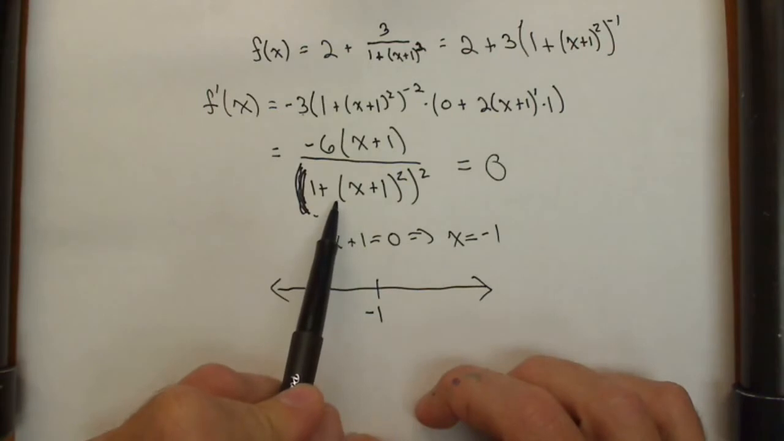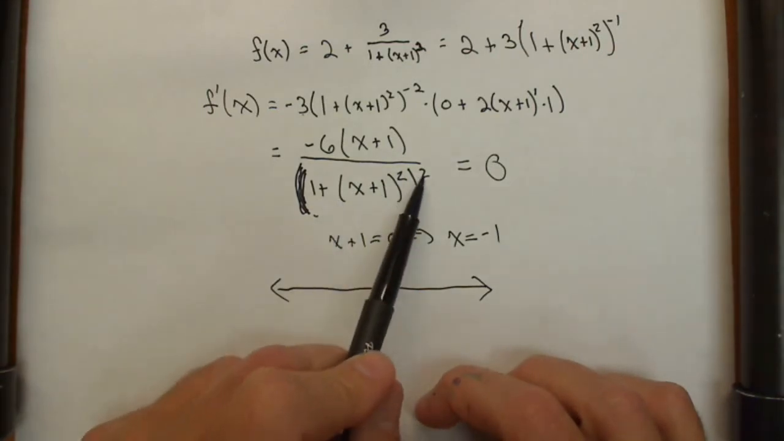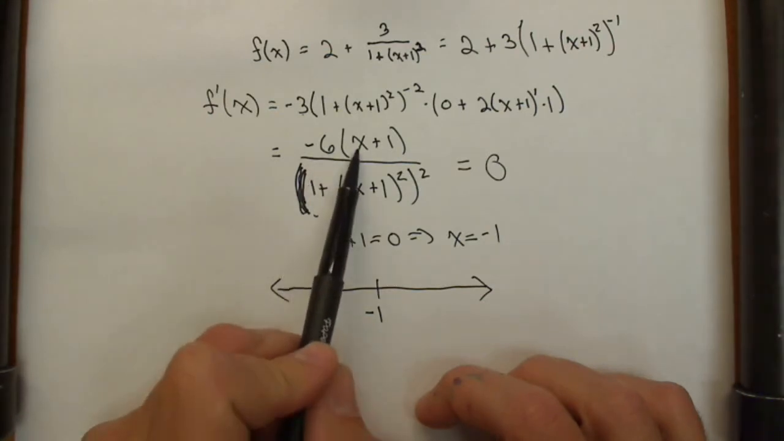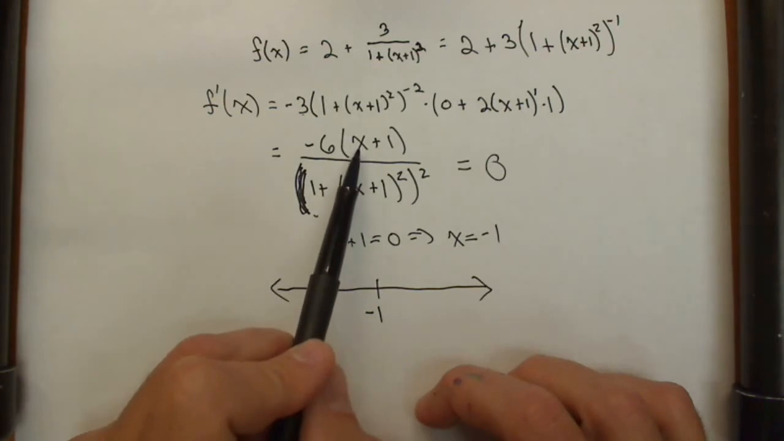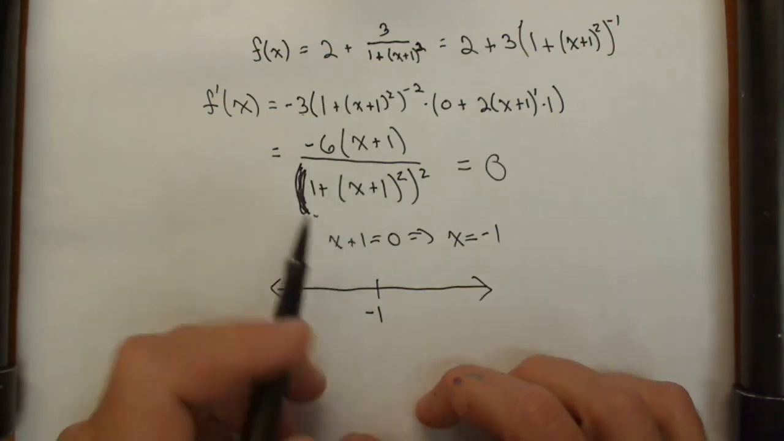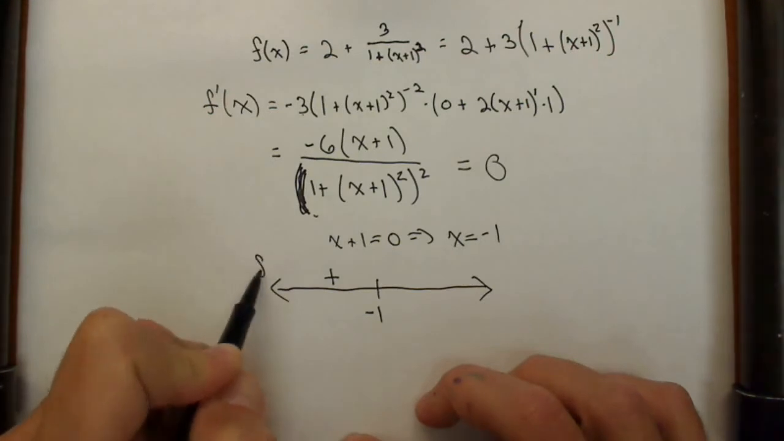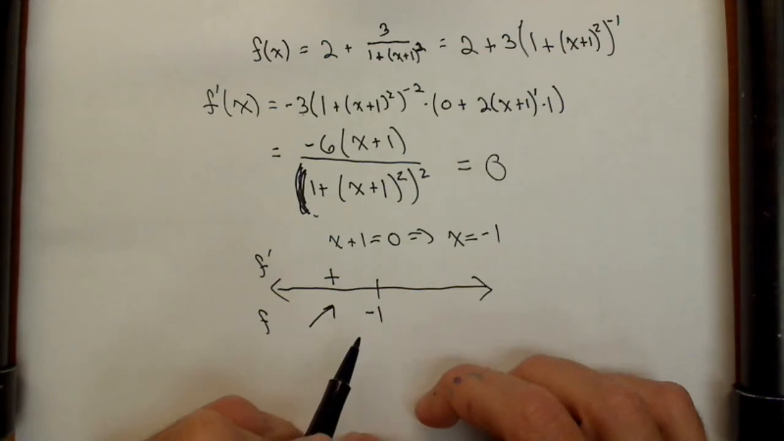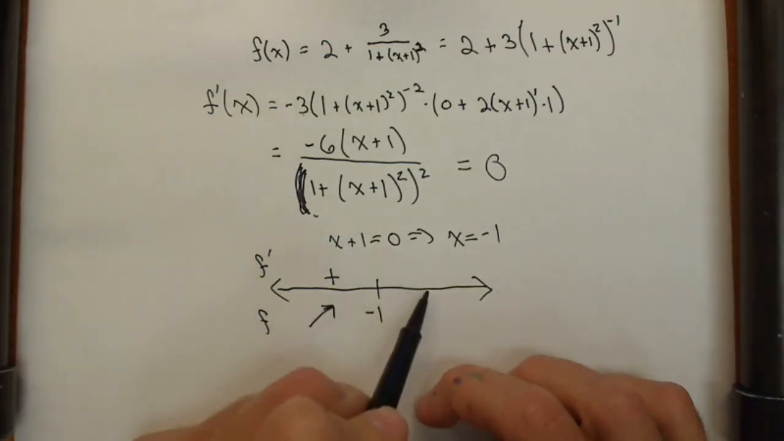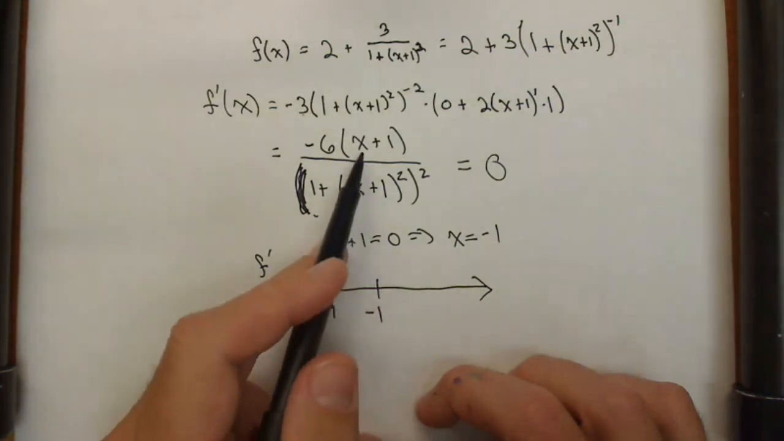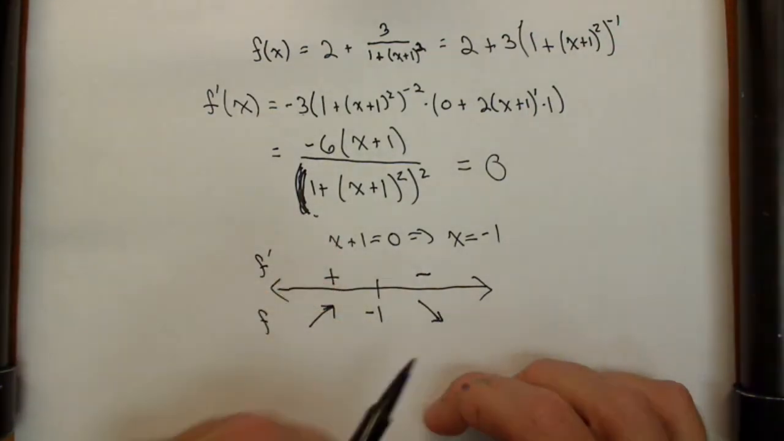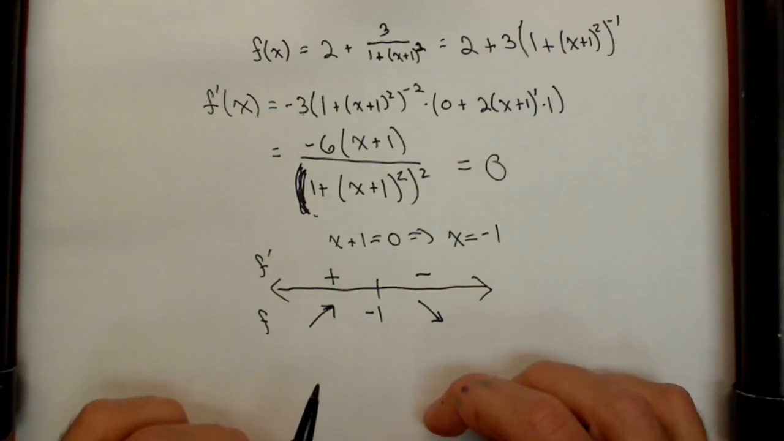This denominator is always going to be positive because of this square and this square. The numerator is the thing that can change. So we have a negative. If we use a number smaller than negative 1, say negative 2, we have a negative. A negative times a negative is positive. In our derivative, that means f is increasing on that interval. Similarly, if we use something to the side, say 0, positive times a negative is negative. So that's negative, so f will be decreasing there.